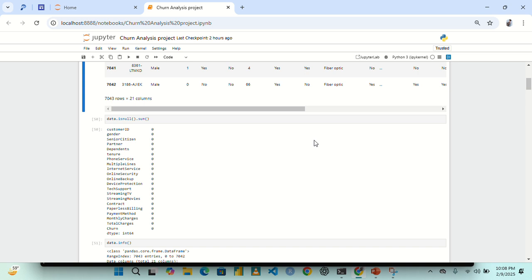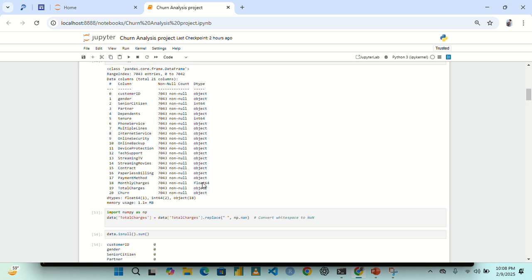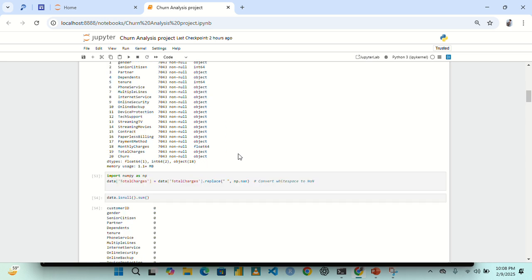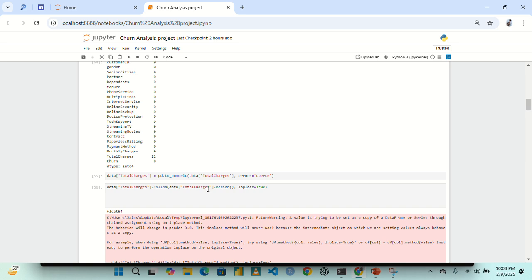For that, my next step was to find the information about the dataset: what is the data type of every column? I found there are many columns where the data types do not match. So I corrected the data type for each and every column. First of all, I take the total charges column and replace the string values with NaN. After that, when I check the null values, it shows 11 null values in the column total charges.